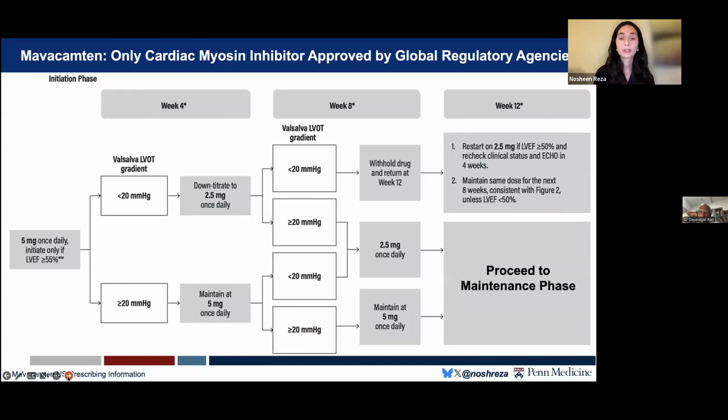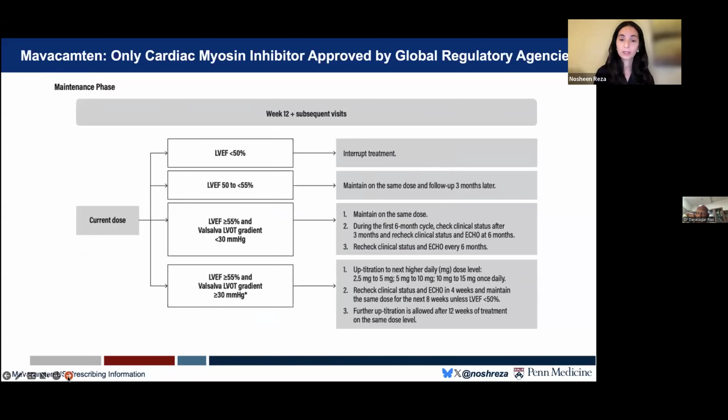of mavacamten, this paradigm was established for close surveillance in the initiation phase, as you can see here, as guided by gradients and echo assessment every 4 weeks for the first 12 weeks. And then every 12 weeks thereafter, if the patients were stable with an EF greater than 50 to 55% and abolition of gradients, the dosing paradigm was as such.